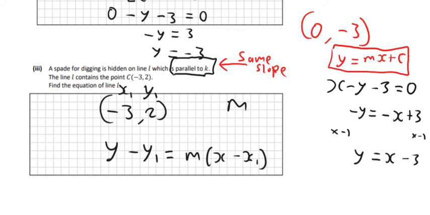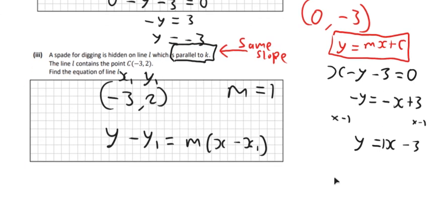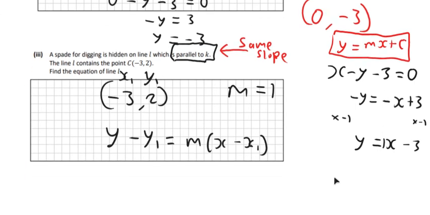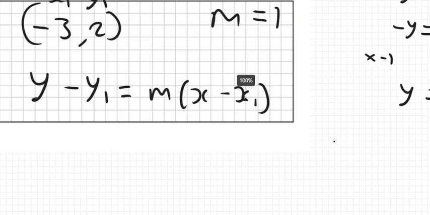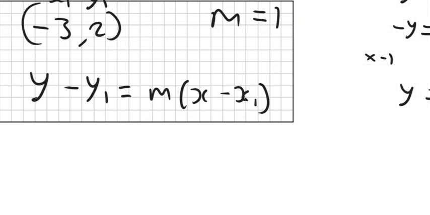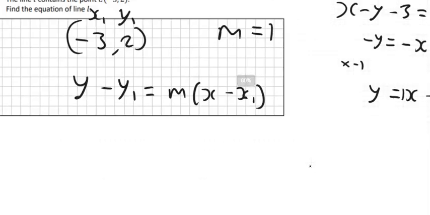Now the slope there, there's nothing in front of the x, but when there's nothing in front, there's an invisible 1 there, so the m has to be 1. Therefore if the slope of that line is 1, then the slope of every line parallel to it is 1. So I'm going to use 1 as my slope when I'm putting it into the formula to get our answer.